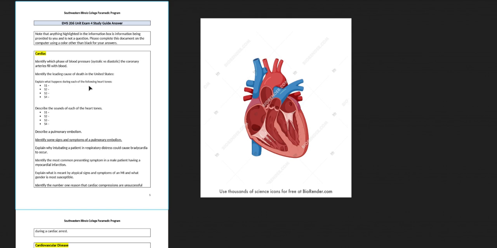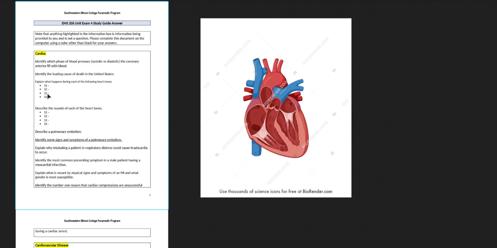Explain what happens during each of the following heart tones. So S1, this is the closing of the AV valves, the valves in between the atria and the ventricles, so that the ventricles can inject blood. That's systole. S2 is the closing of the pulmonic valves and the aortic valves, so that's the end of systole for diastole. And then S3 and S4: S3 can be physiologic, but S3 and S4 are normally pathologic findings.